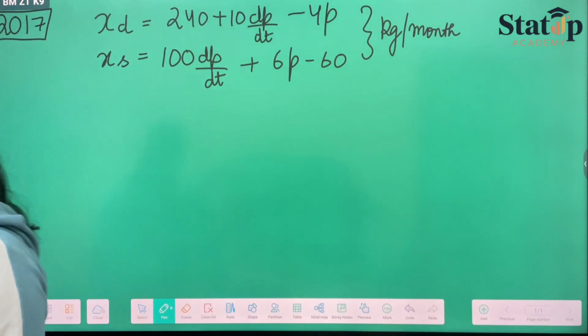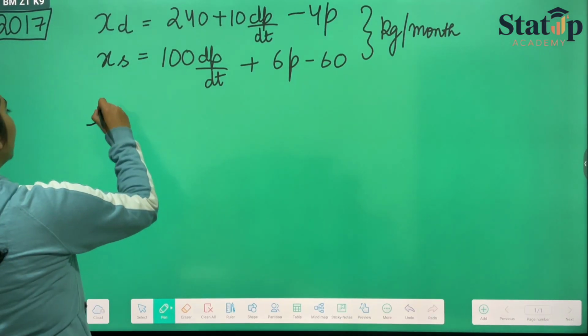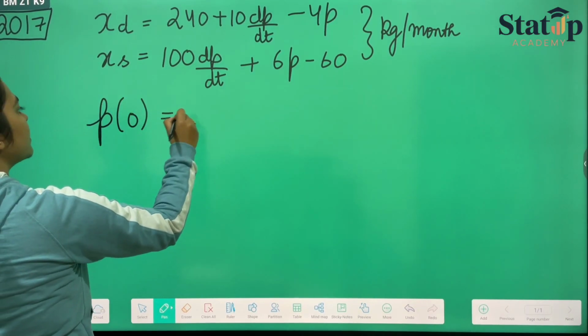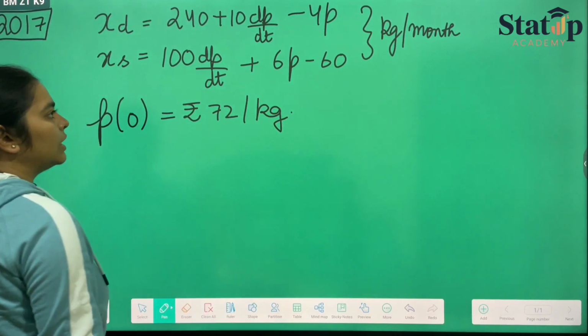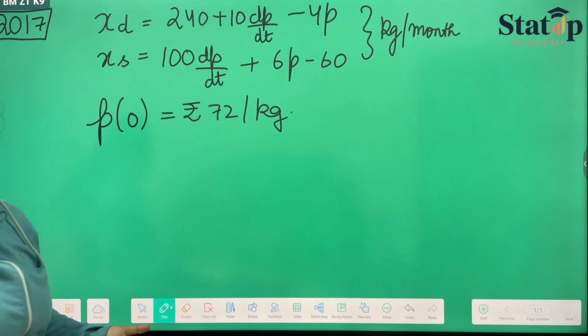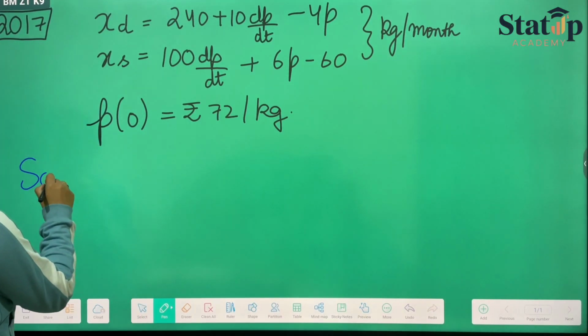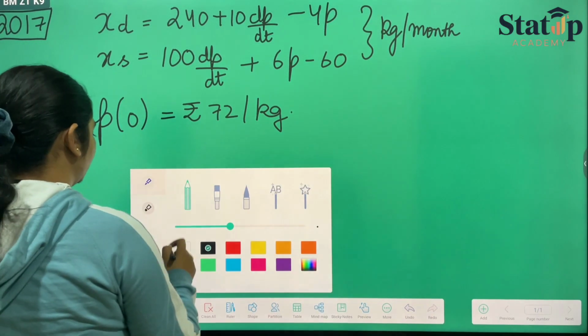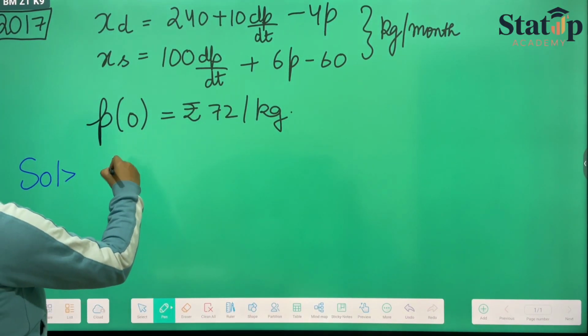And the question says that we have to find the time path of P for dynamic equilibrium if the initial price is rupees 72 per kg. So we have been given the initial price as rupees 72 per kg, and at dynamic equilibrium we have to find the price time path. So the solution of this question can be taken as follows.